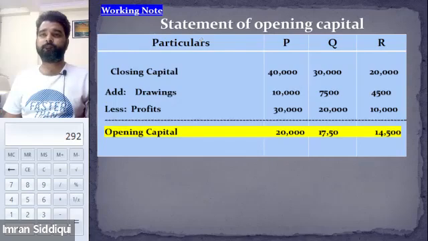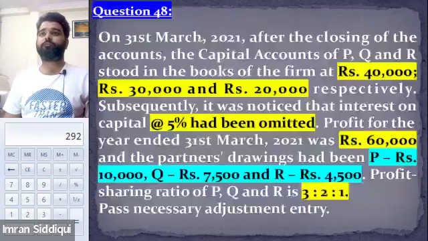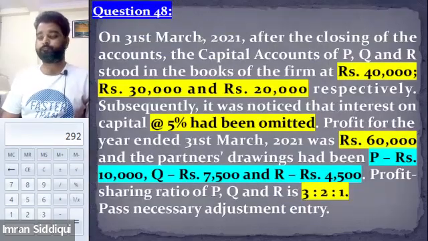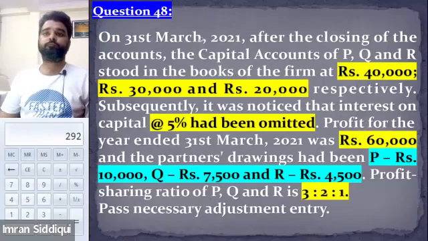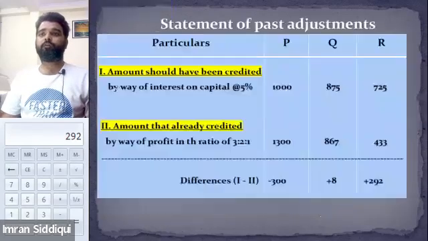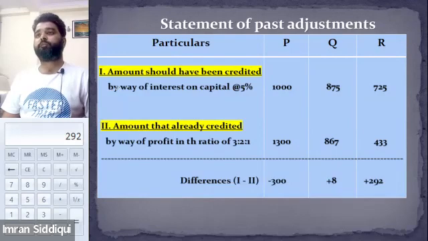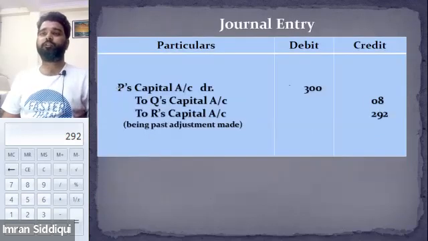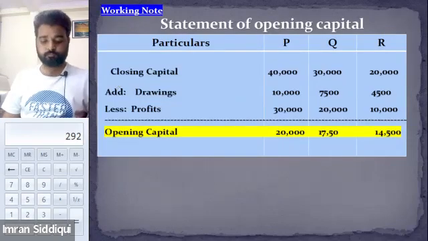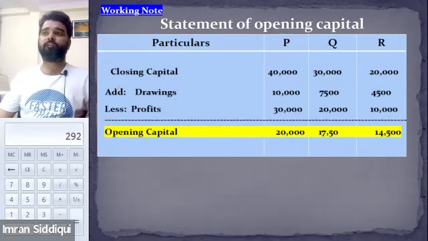Please show the question. I'm going to take the photo. Sorry? Can you show the question? Yeah, just this is the question. Done, everyone? The solution. Okay, the solution also. This is the solution. Statement of past adjustment, and then the journal entry, and then finally the working note. Done? Anything else, guys? No, sir.